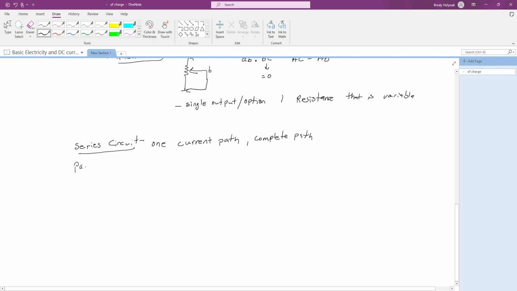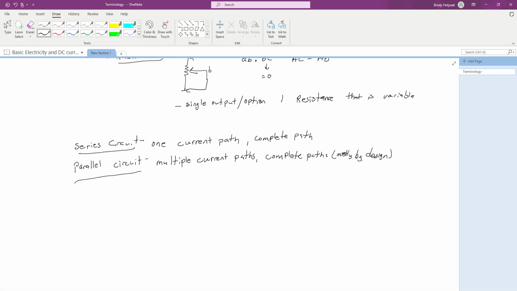A parallel circuit has multiple current paths. But it also has complete paths. And mostly by design. So we can create parallel circuits that aren't complete paths until they're connected, and we'll talk about those in next week's section when we start talking about parallel circuits. But there's 2 options we can have.